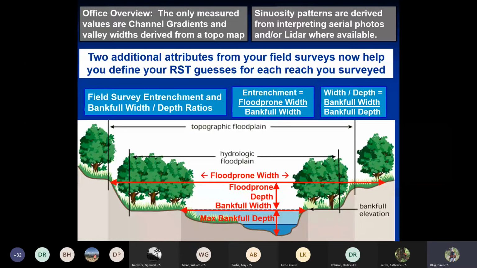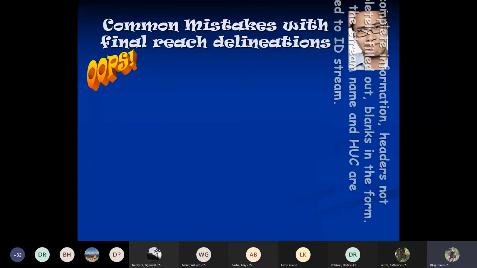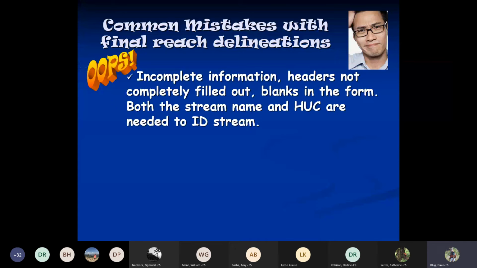Now, I just want to go over some common mistakes with final reach delineations. Katie already did a great job going over some of those while looking at some forms, but you want to make sure that before you leave for home you look at your data and make sure the headers are filled out, maybe not the HUC code, I'll give you that, Katie, but there are no blanks. If there are blanks and you know there's no data or nothing to record there, put 0 or NA or something. Anything's better than just a blank.